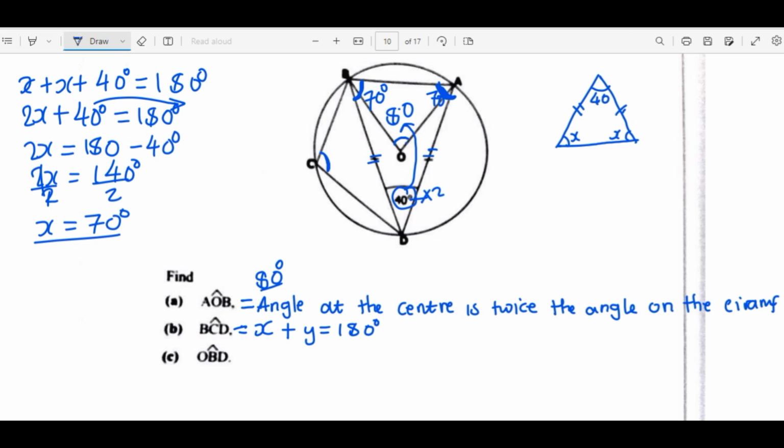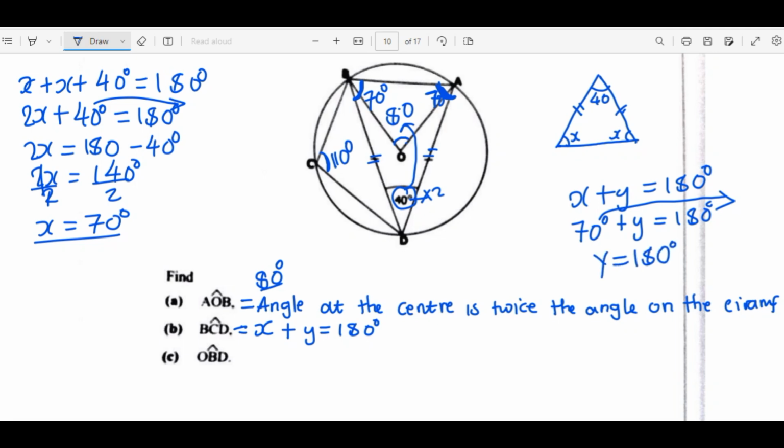Now remember we said this angle adds up to 180 with the opposite angle. What are we supposed to do for us to find this opposite angle? We just have to do subtraction. 180 minus 70, it means here there is 110. Because if we want to use this formula, we know that x plus y must add up to 180. The value of x is 70 plus y is equal to 180. If we shift this number to this side, it will give us y is equal to 180 minus 70, which is equal to 110. So that is the answer for BCD. So the whole BCD is 110.